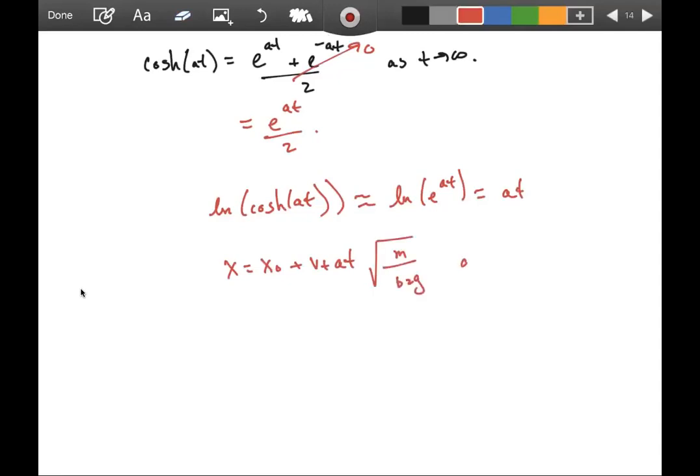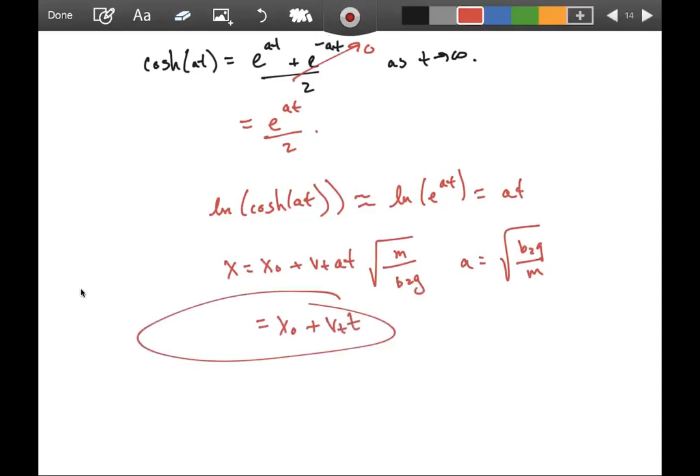Now again, using that a is the same thing as the square root of b2g divided by m, what happens when I multiply these out? The m's are going to cancel, the b2s are going to cancel. So this thing is just going to become x0 plus VT times t. So again, in the late time limit, this thing simply grows linearly with time, as we said it should.